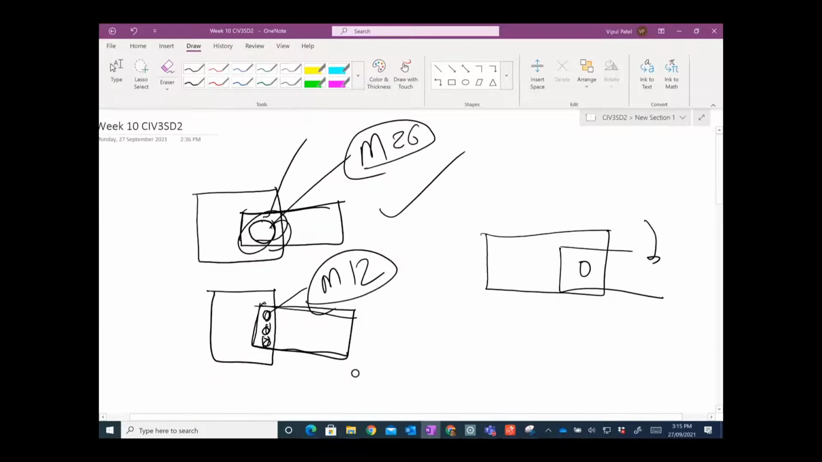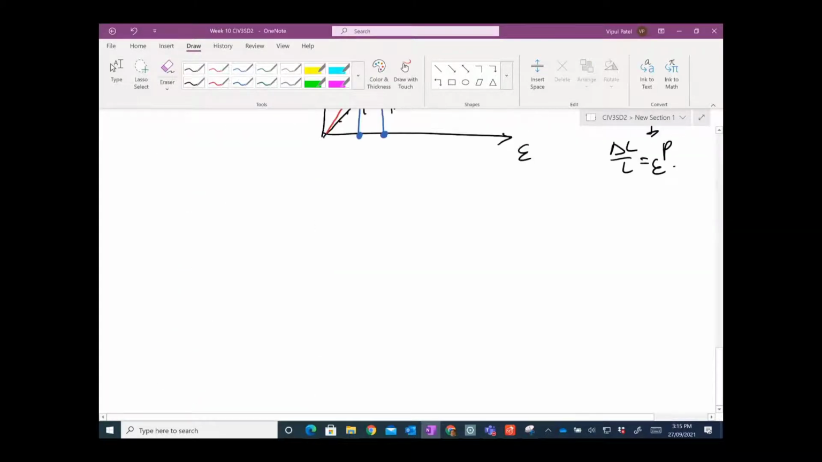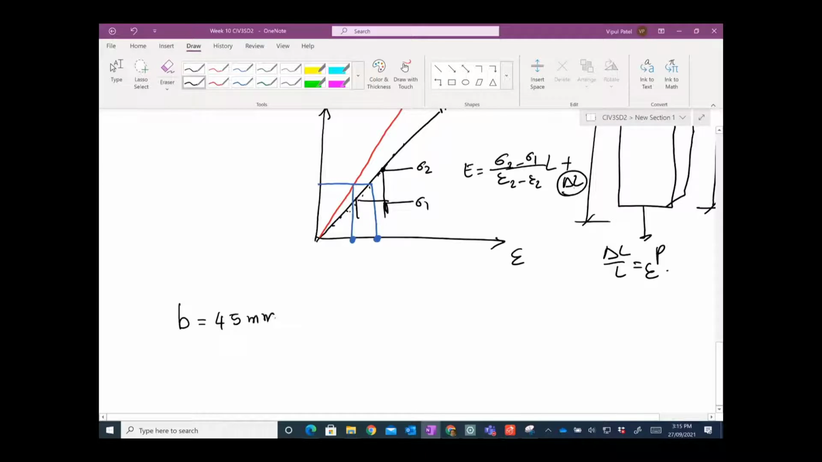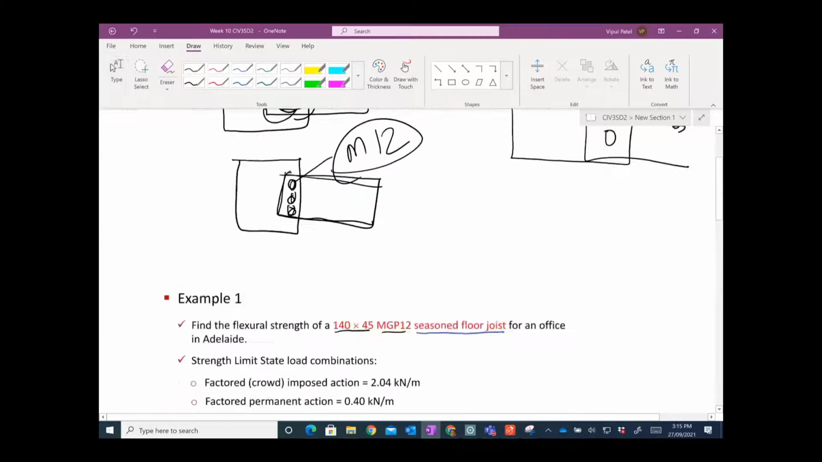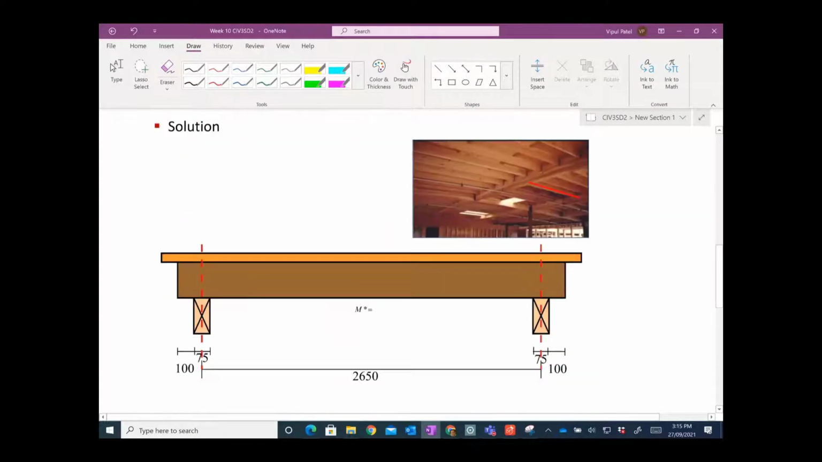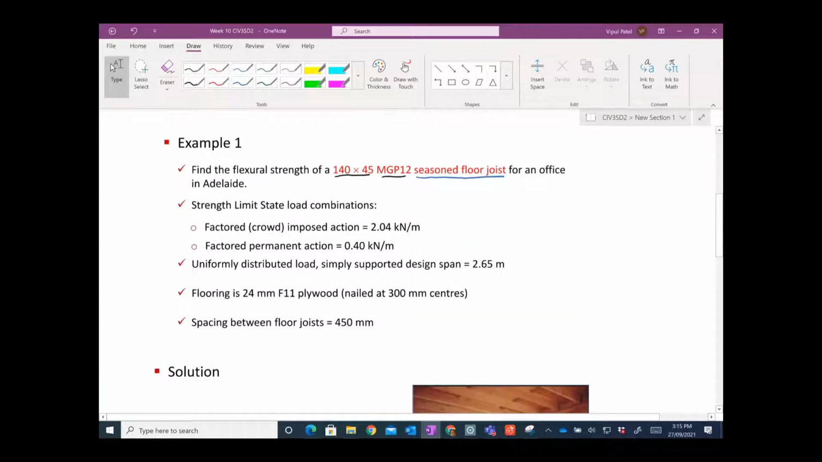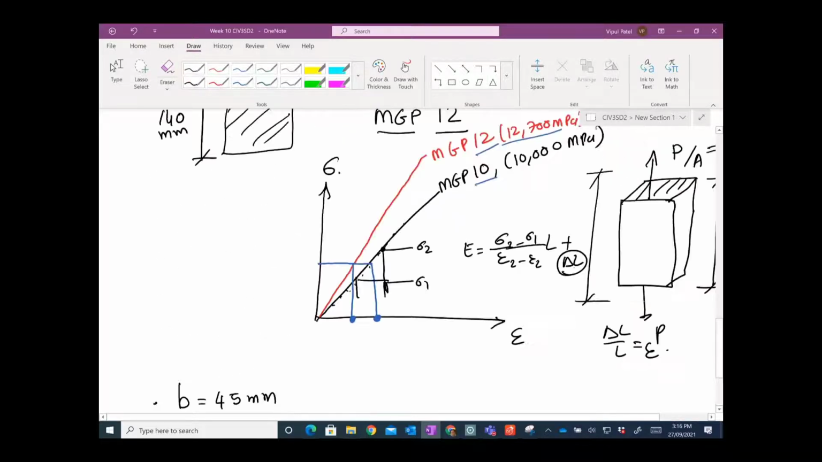So we just finished the first line, and that would be seasoned floor joists. Okay, that is seasoned, good. Let's put more details there. We have B equal to 45 millimeters, D equal to 140 millimeters, and then you have a seasoned timber that is given in this one. If it's not given in the example, you can assume seasoned or unseasoned, generally assume seasoned. Floor joists meaning that you have, let's say, upstairs, these floor joists here, for an office in Adelaide. So you have an office building, and it is part of it in the city of Adelaide.